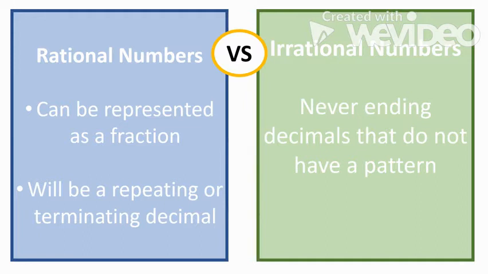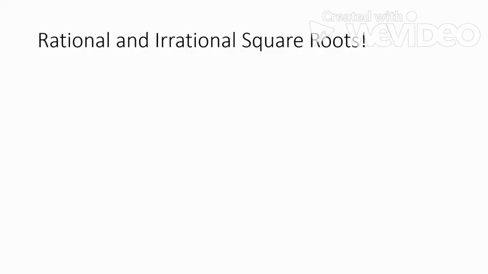So when we're considering calculating the square root of 2 by hand, we're going to be working with a decimal that doesn't have a pattern, which means there's going to be a lot of work. But I didn't say it was going to be easy. So let's look at rational and irrational square roots.